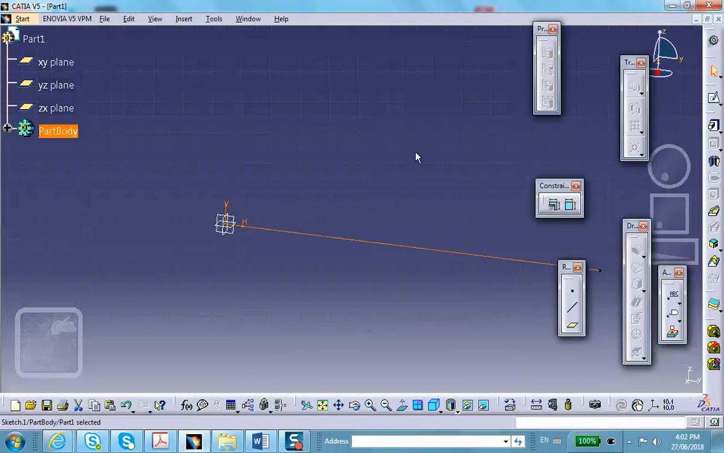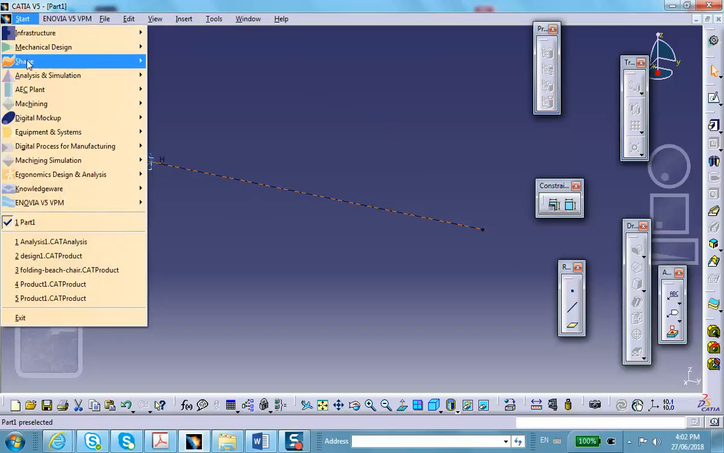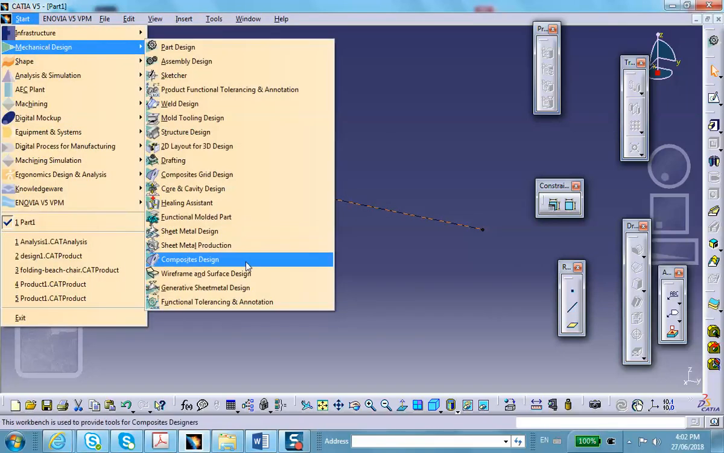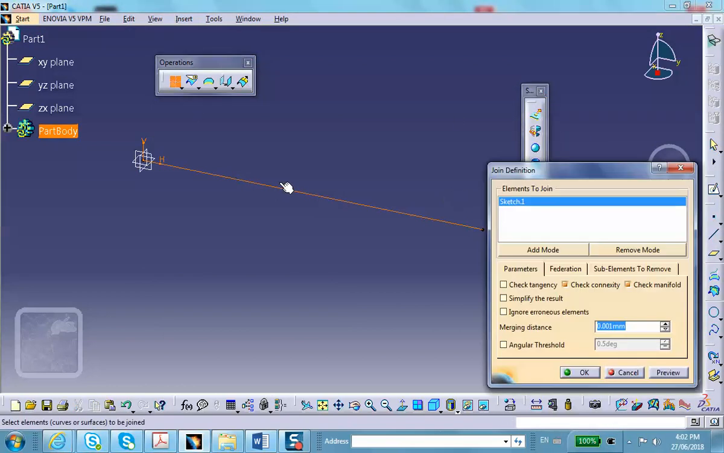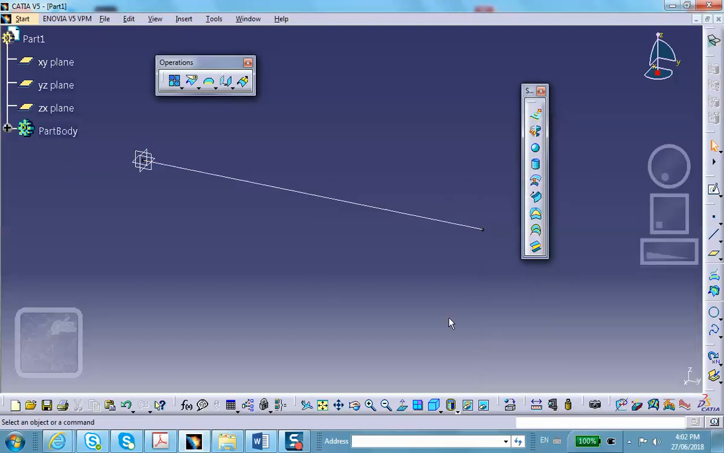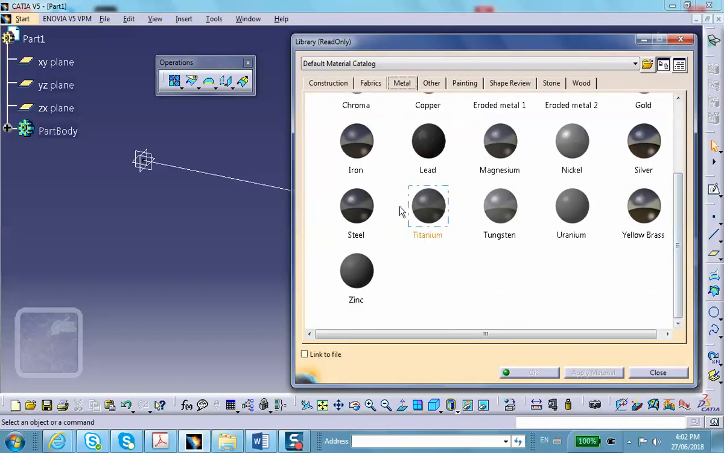Alright, exit. Remember, you have to join this. So you go to wireframe and surface design and join it. Where's the join? Right there, that's the sketch. Okay, it's joined. Apply material on it: metal, steel on that part.